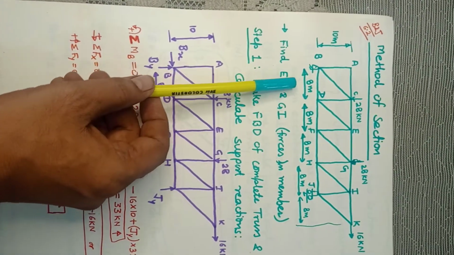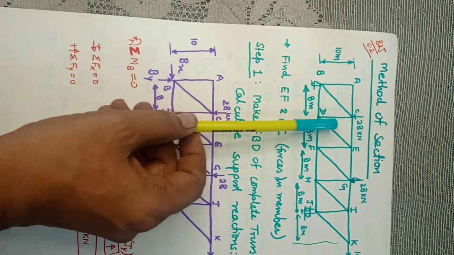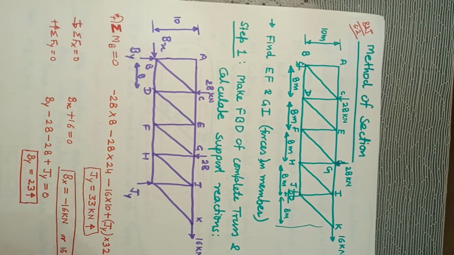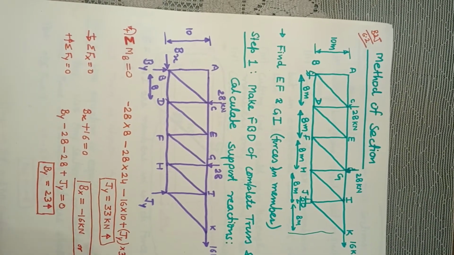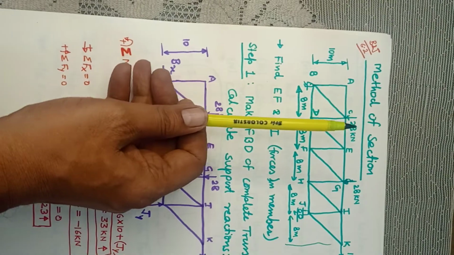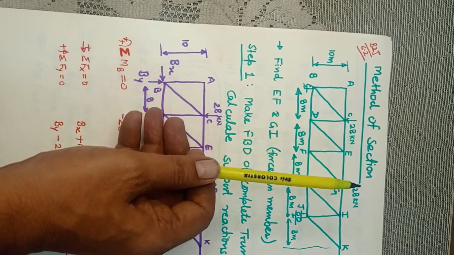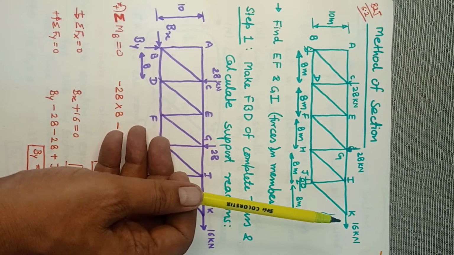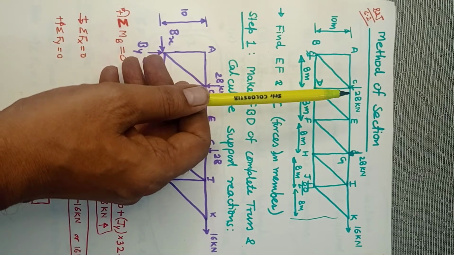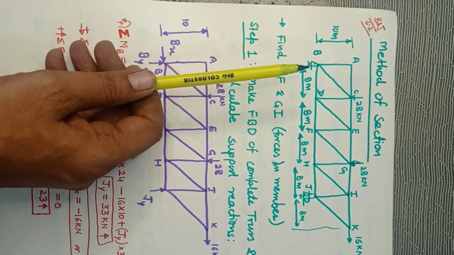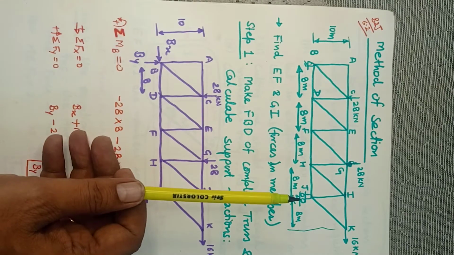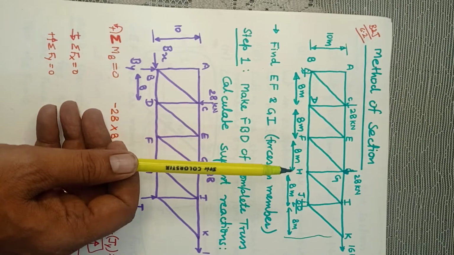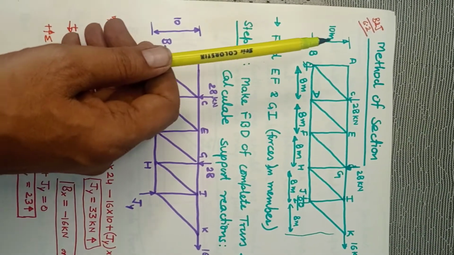You can see this is a truss given: A, B, C, D, E, F, G, H, I, J, K. Now see what the external forces are. One force is 28 kilonewton at C, 28 kilonewton at G, and 16 kilonewton at K. The 16 is horizontal, and the other two are vertical downward forces. There are two kinds of supports: a hinge support at B and a roller support at J. All the horizontal spans are 8 meters, it is all 8 throughout, and the vertical is 10 meters.